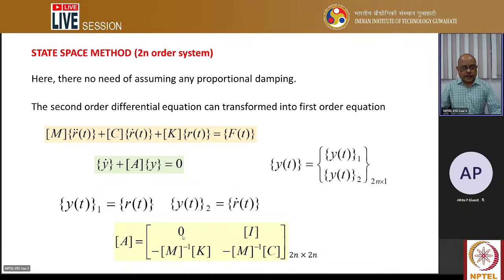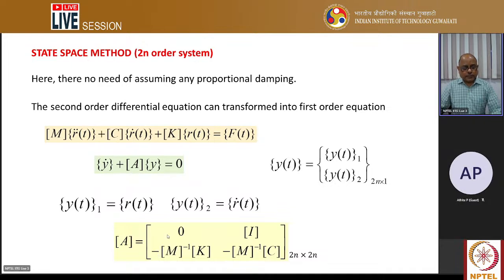You can see here it is a null matrix, but its size is n cross n. Here it is a unit matrix. Its size is n cross n. Here it is a matrix minus M inverse into K, so that is n cross n, and that is minus M inverse into C. That is also n cross n. As a result, this matrix is a 2n by 2n matrix. So the state space method is a first order method, where we solve the first order differential equation instead of a second order differential equation.